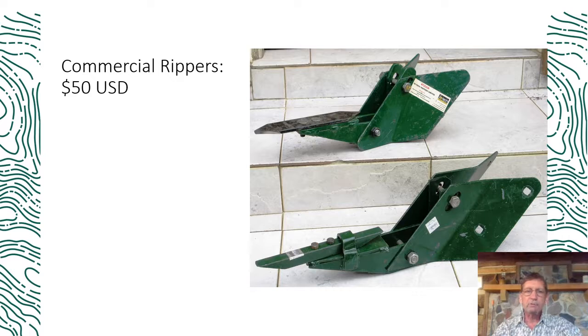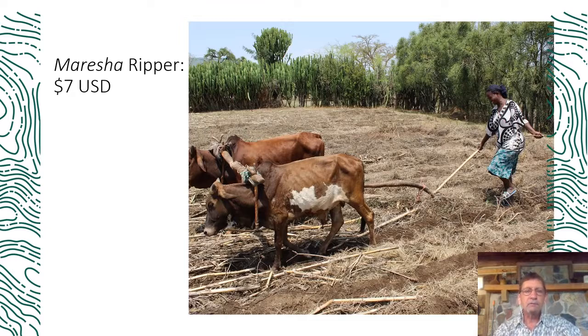Magoye rippers we buy for around $50 US, manufactured on the continent. They can be attached to a moldboard plow frame. But even more effective than this, in some contexts, is an ard plow that we have adopted from traditional farmers in Ethiopia called maresha, which costs about $7. And so this is becoming popular not just in Ethiopia, but in other countries of East Africa.